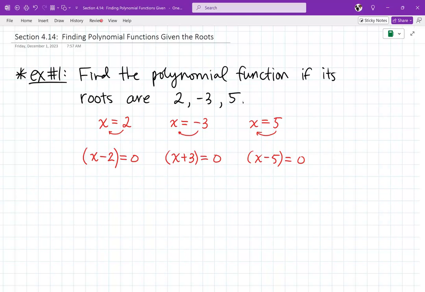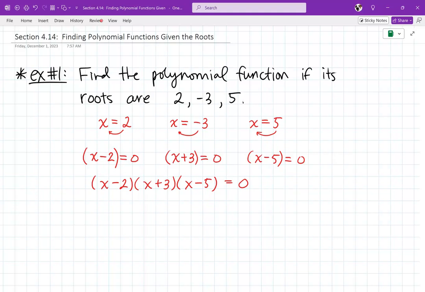Now, before I used to get each factor and set it equal to 0, what did it look like? Wasn't it all just a big bunch of things multiplied together and we used the zero product property to break them apart? In other words, it looked like this. x minus 2, x plus 3, x minus 5 equal to 0. That's what it used to look like before.